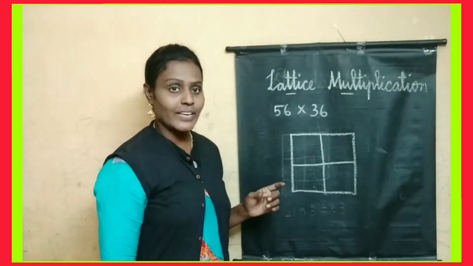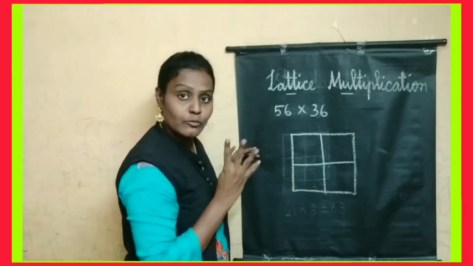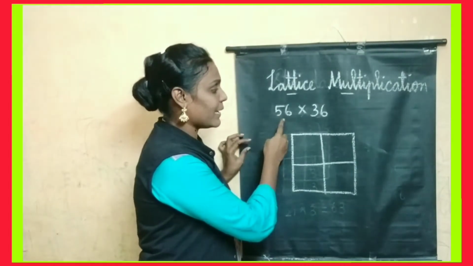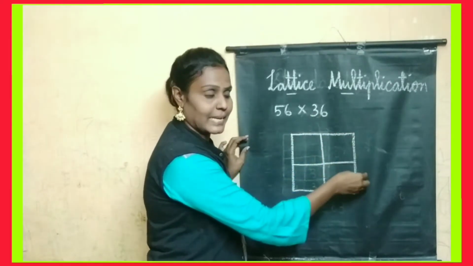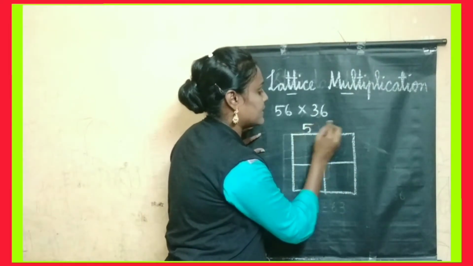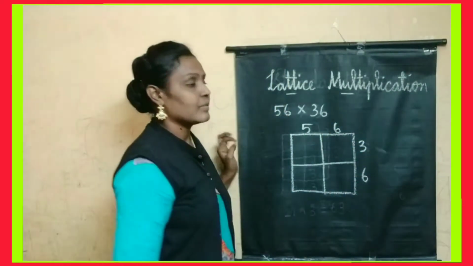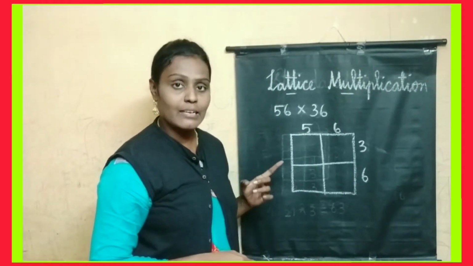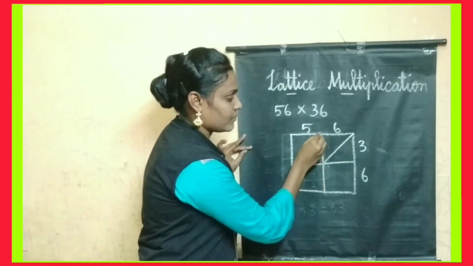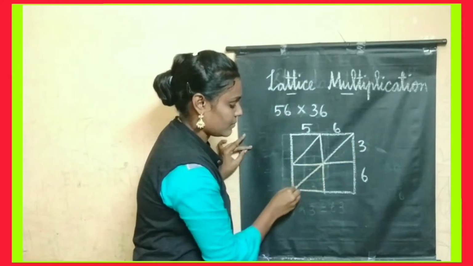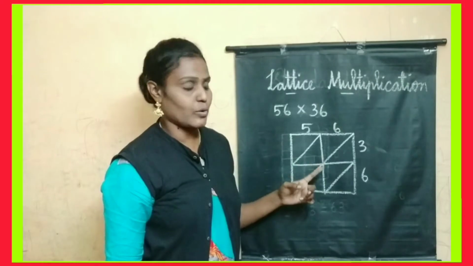Children, draw square like this. Here we have 1, 2, 3, 4. 4 squares. Write the multiplicand at the top and write the multiplier by the side. 56. 36. Next, we have to draw diagonal for each square. Draw the diagonal for each square.